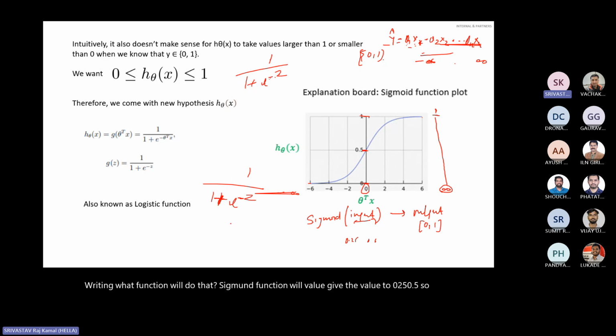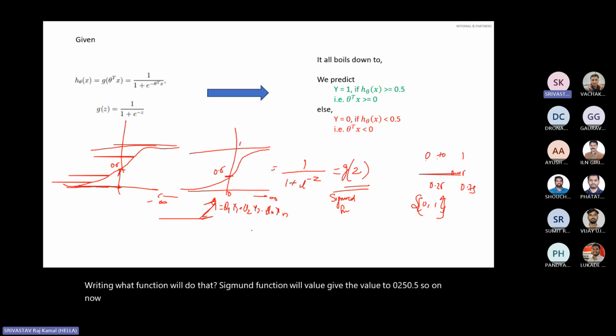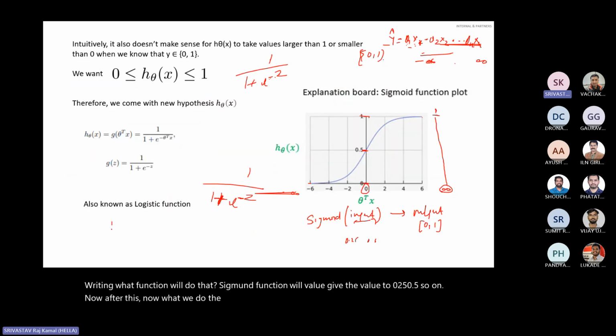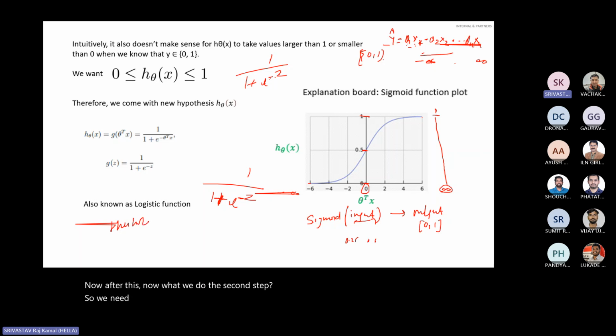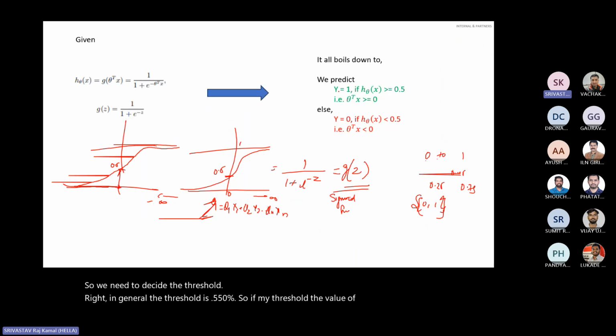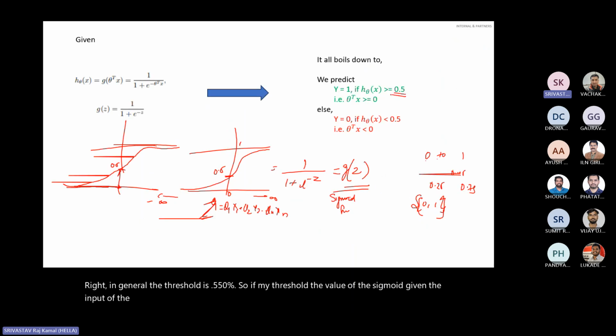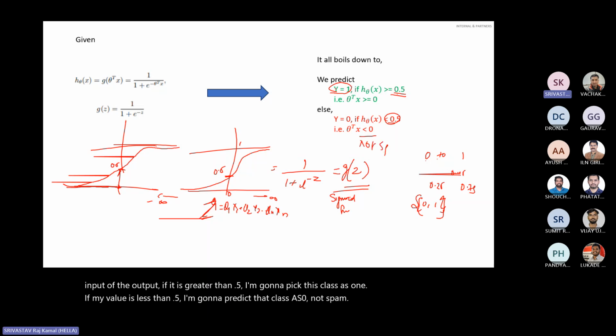Now, after this, the second step: we need to decide the threshold. In general, the threshold is 0.5, 50%. If the value output by the sigmoid is greater than 0.5, I'm going to predict the class as 1. If my value is less than 0.5, I'm going to predict the class as 0, not spam. Now, this 0.5 is not always fixed. It depends on the business objective.